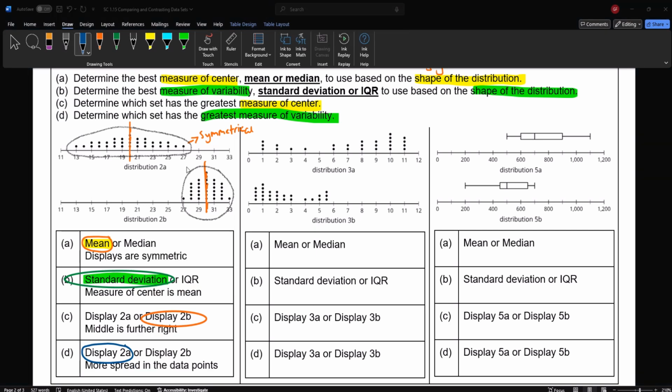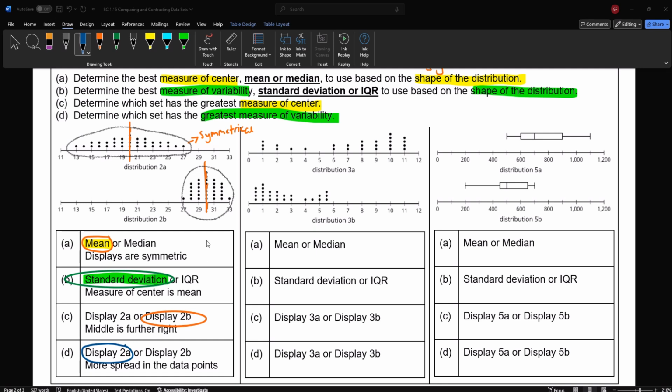And just to recap what we just talked about: if your displays are symmetric, you're going to be trying to find the measure of center using the mean. If the measure of center is the mean, in order to find the measure of variability, you're going to use standard deviation.